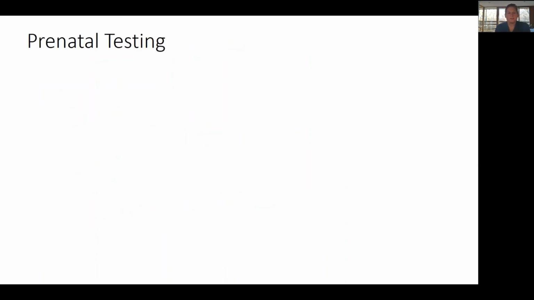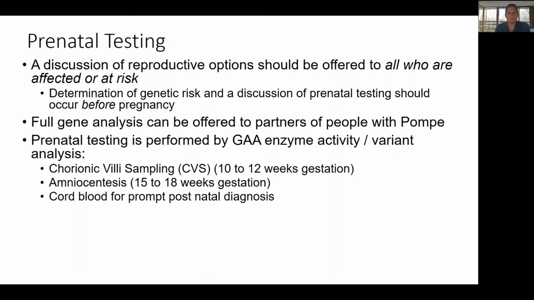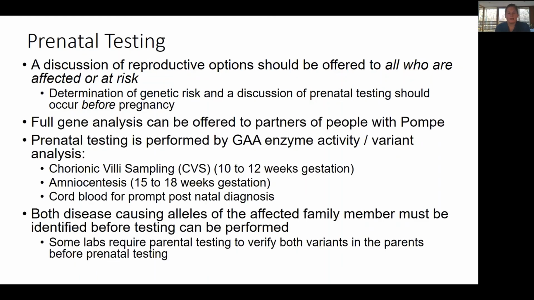And then just to touch a little bit on prenatal testing. Prenatal testing for Pompe disease is available. There are a number of different ways this can be done, early in the pregnancy or a little bit later. And here I just provide a little information on that.